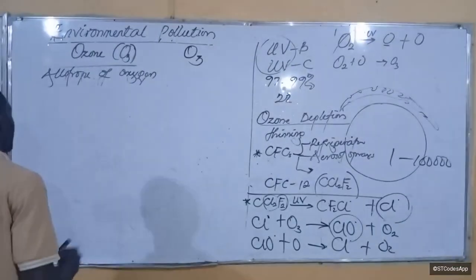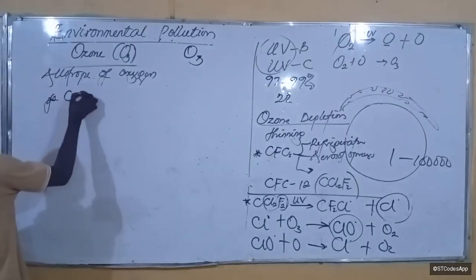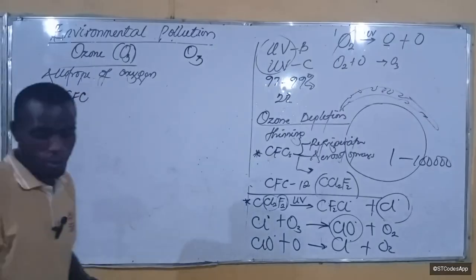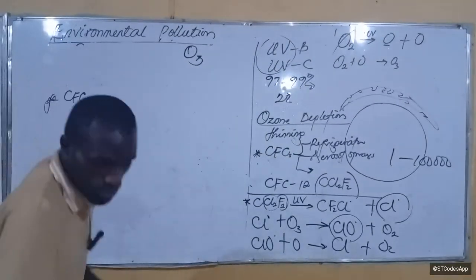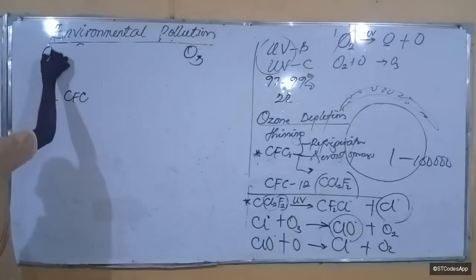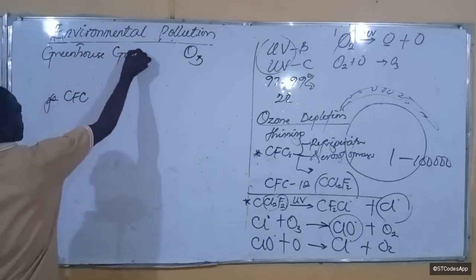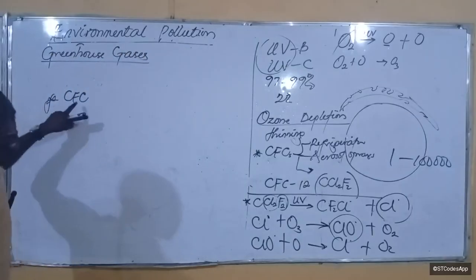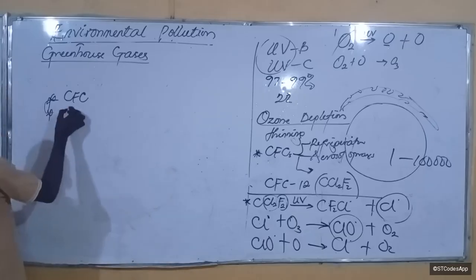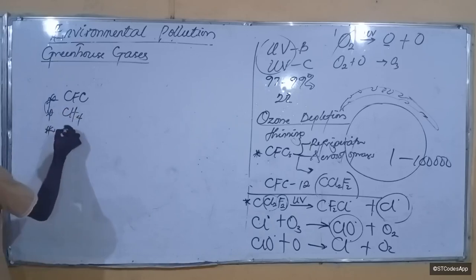The greenhouse gases that we have are these guys, like I said, CFCs. First, what are greenhouse gases? I'm going to tell you why they are called greenhouse. So, greenhouse gases. An example is the CFC. Another example is methane. Another example is nitrous oxide.